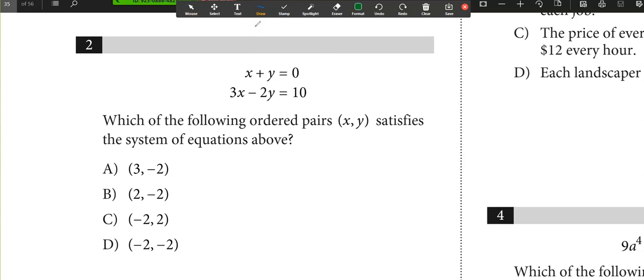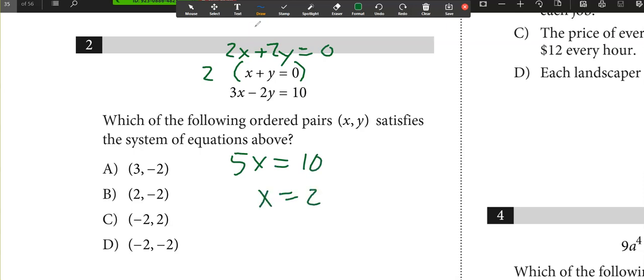Or did you actually multiply this one by 2 and get 2x, 2y, and 0, and then add them together and get 5x equals 10, and then find out that x was 2, and then notice that only one of them had an x value of 2? Is that what you did? Mm-hmm. It works. So you could do elimination.